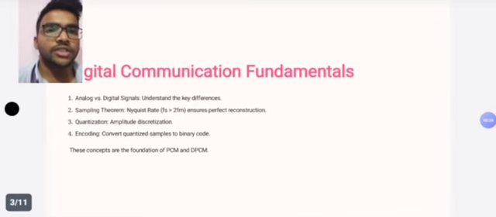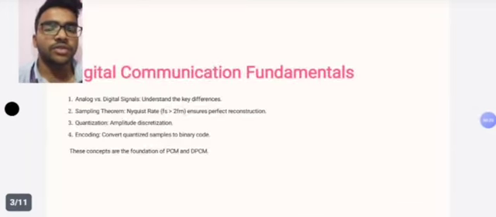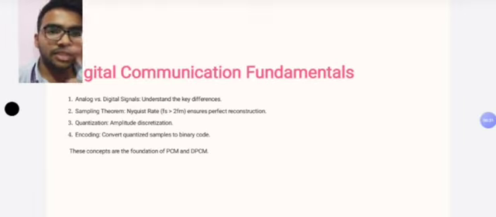Before diving into digital communication, PCM, we have to know some basic things like analog versus digital signals, understanding the key differences between them, sampling theorem, quantization, and encoding. The signals which are continuous in time and amplitude are known as analog. The signals which contain only zeros or ones are known as digital signals.